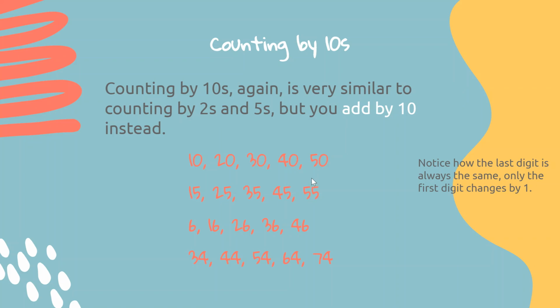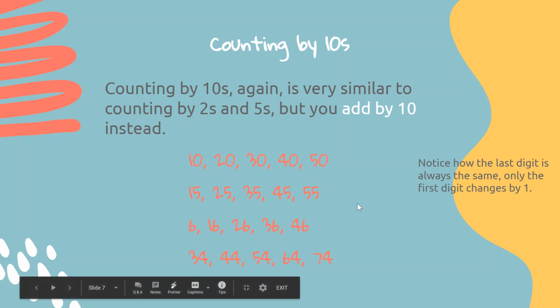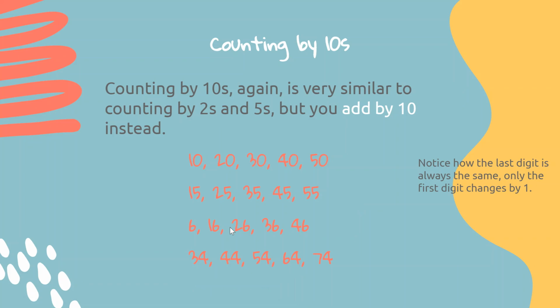Notice how the last digit is always the same. Only the first digit changes by 1. For example here, we end with 5 each time. The second number is always 5, right? That's the last digit. The first number increases by 1 each time. So it goes 1, 2, 3, 4, 5. That can help you count by 10 because it shows you that this string of numbers is increasing by 10 each time. And down here you have 2 more examples. Pause the video if you need to check or review.